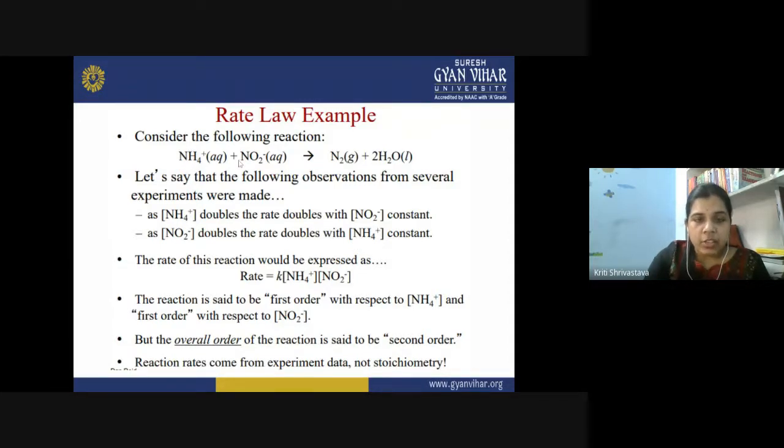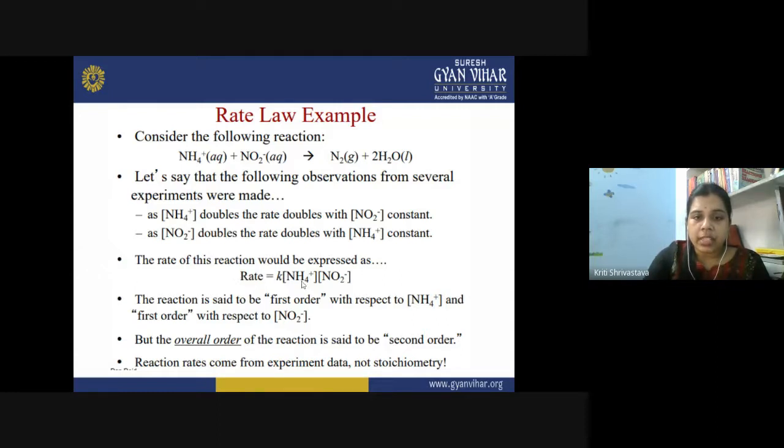So with the individual reactant, if you double their concentration, it actually doubles the rate of the reaction. So how would you express it? The rate law would be k into [NH4+] and [NO2-]. Both we are keeping in the square brackets, representing their concentration. So from this rate law, from this expression, we can see what the observations are.